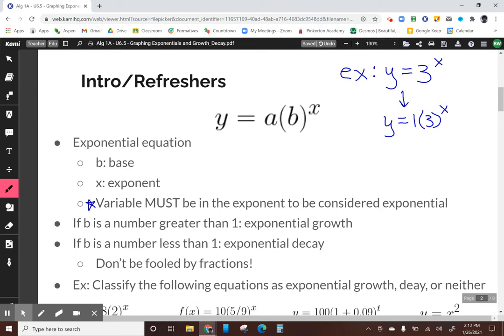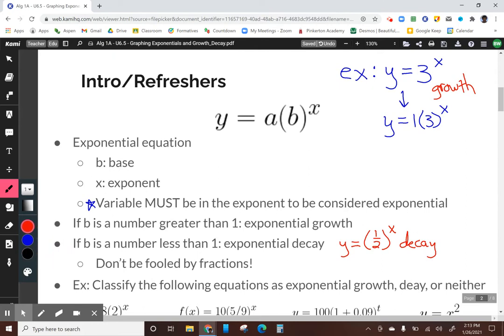So we classify these equations as growth or decay. If the number inside the parentheses or the number attached to your variable in the exponent is greater than 1, then it represents growth. So for instance, my example of y equals 3 raised to the x would be exponential growth. I know this because 3 is greater than 1. And on the flip side, if that number is less than 1, it will be exponential decay. An example of this could be y equals, and you'll usually see parentheses, 1/2 raised to the x. This, of course, is decay because I know that 1/2 is less than 1.